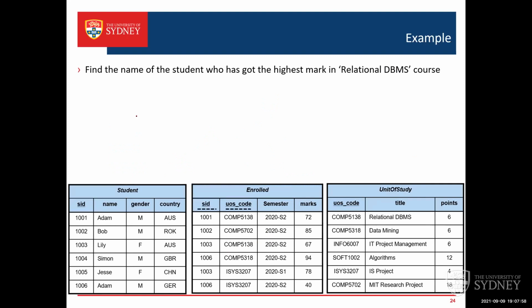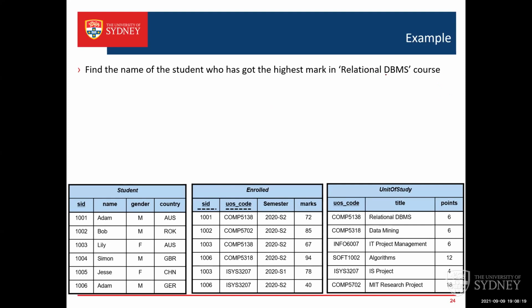So the previous query, I have simply changed few things. Instead of ID, I'm looking for name. Instead of given unit of study code, I'm giving you the course name. Find the name of the student who has got the highest mark in this course.